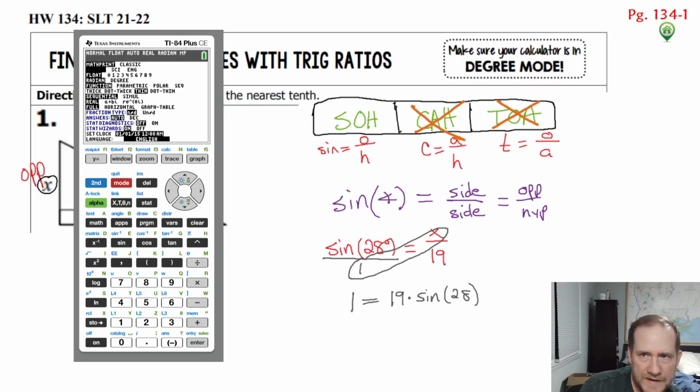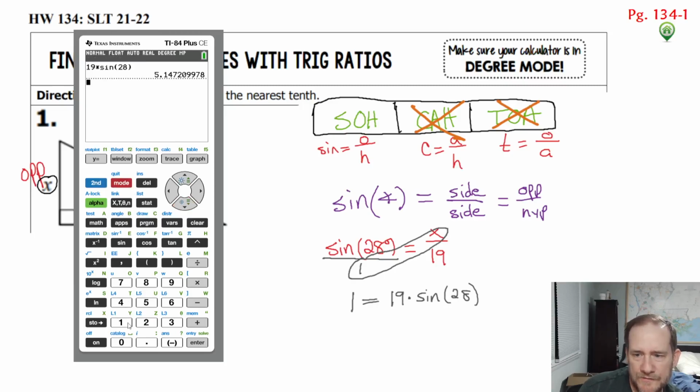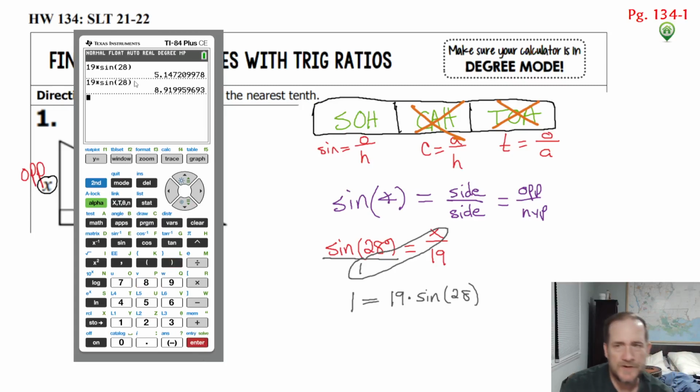Radian mode is bad. You're going to want to hit the down arrow, down, down, and then over to degree and hit enter. And make sure that the degree turns black and the radian turns back to white. We need to be in degree mode because if I now go back, if I redo 19 times the sine of 28, then I'm going to get a different answer because degrees are totally different from radians.